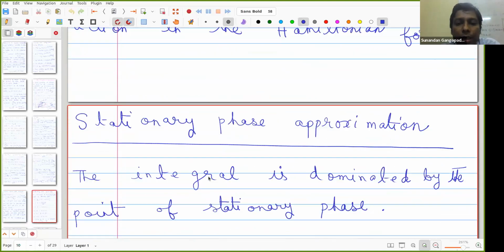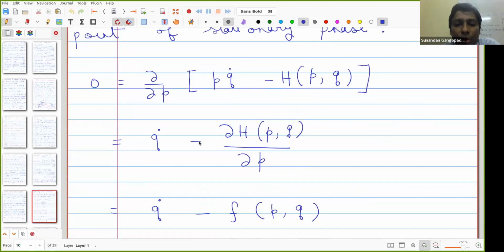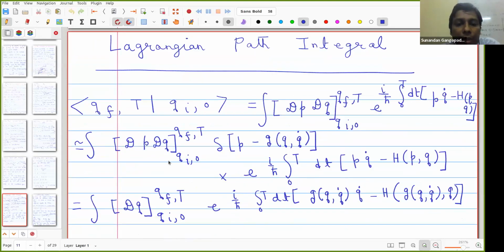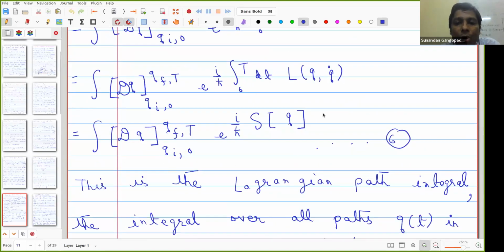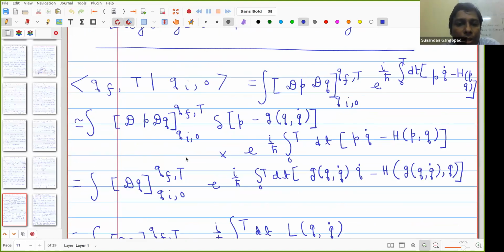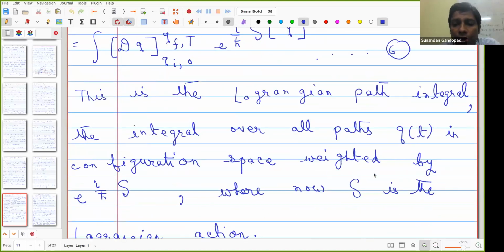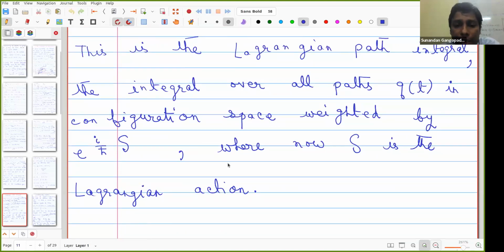From here we went on to discuss the stationary phase approximation, and in that approximation what we basically did was to eliminate the momentum, and we went on to derive a configuration form of the path integral representation for this object, where you now have only a path integration over these qs. This is often called the Lagrangian path integral or the configuration space path integral, which is the integral over all possible paths q(t) in configuration space, weighted by the e to the power of i by h bar S factor, where now S is the Lagrangian action.